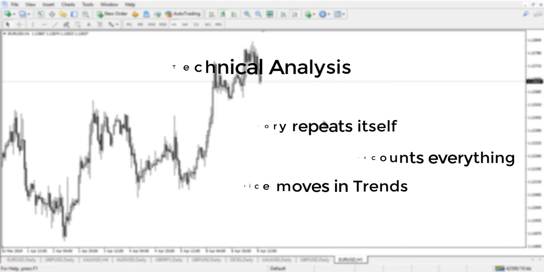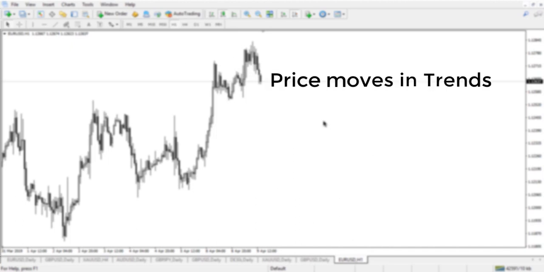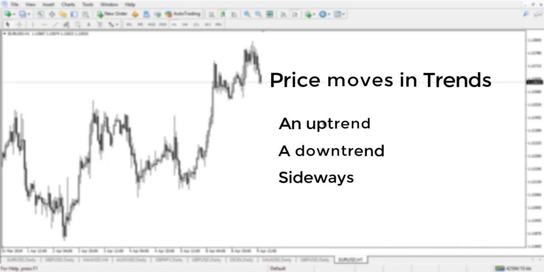So from the third concept, I can tell you that there are three trends. We have three trends in the market: an uptrend, a downtrend, and sideways movement. An uptrend means that we are bullish. The market is increasing in value. The downtrend is the opposite, which means that the price is going lower and lower and lower. Sideways means that there is a balance between buyers and sellers. So if you want to trade trend lines, you must understand this concept that price moves in trends.